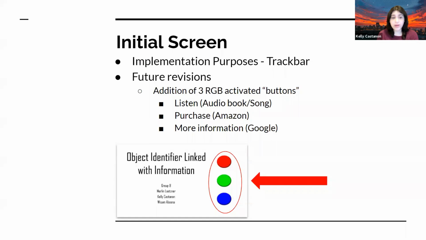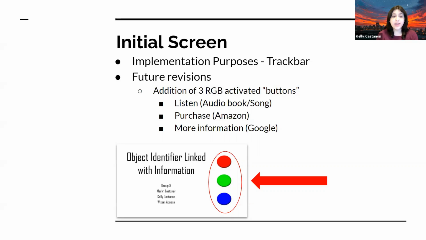So upon opening the device, the title screen shows up as shown below in this slide. Due to the time constraint, we ended up using a track bar to simplify moving forward to the next screen. In future versions of this product, we plan on creating buttons so the user can choose between being linked to opening Spotify, Amazon, or Google, depending on if they want to listen to the product, purchase the product, or learn more information about the product.